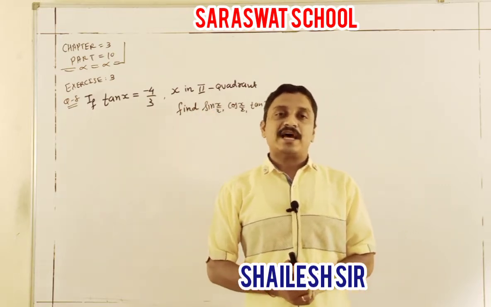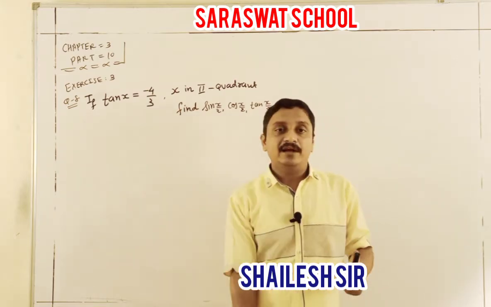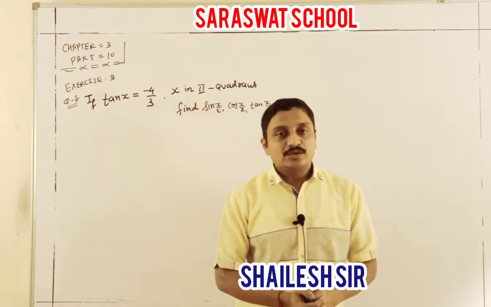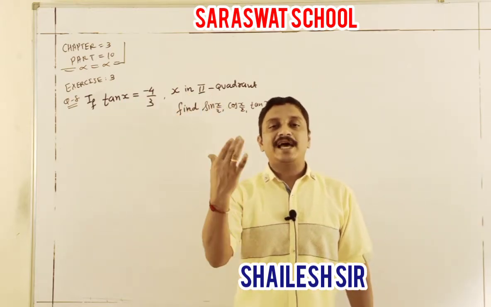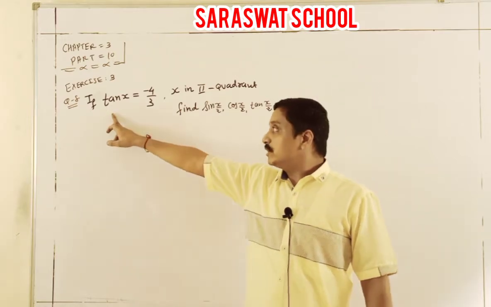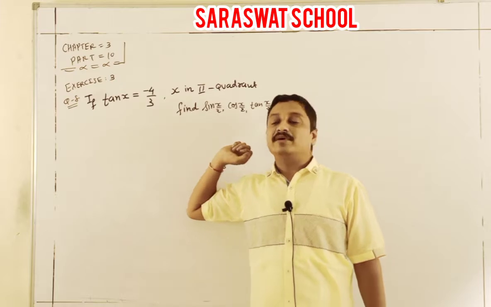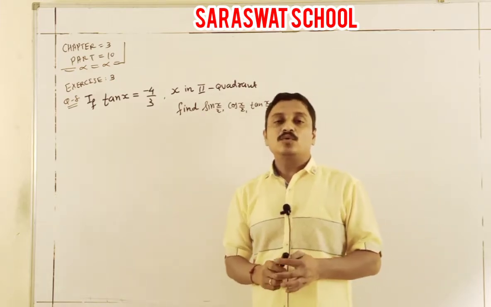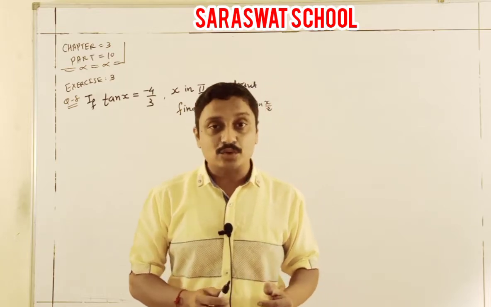So today, students, I am going to do our chapter 3, exercise 3, question number 8 and the remaining questions. Students, today our numerical is very big and large and utilizes our basic formulas. In the first one, the 8th one: if tan x is minus 4 by 3, with x in the second quadrant, find sin x by 2, cos x by 2, tan x by 2. It is a 3 or 4 marks question, students.